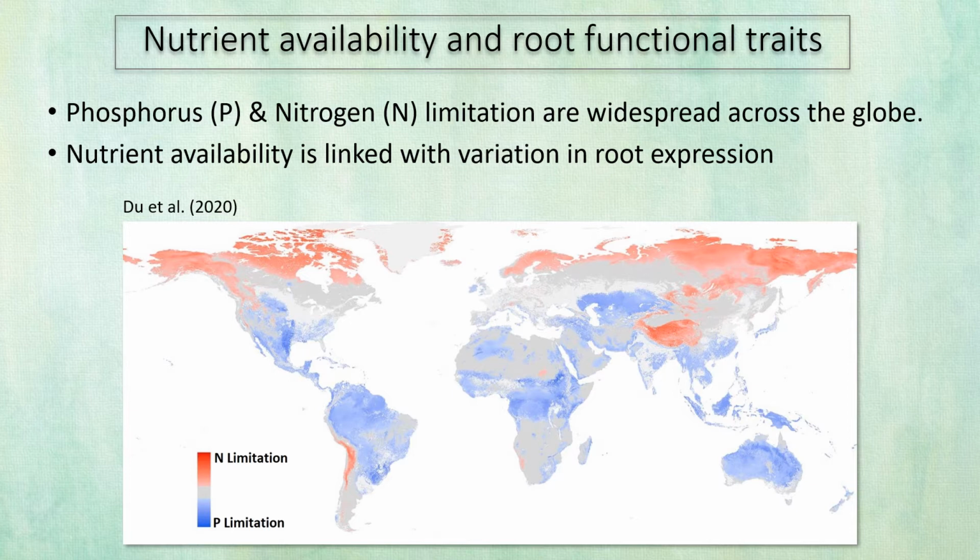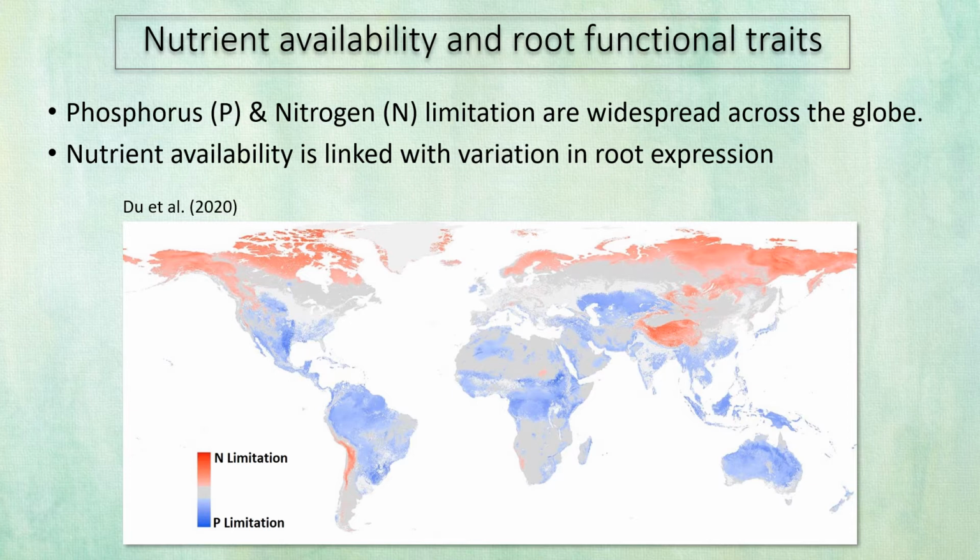Phosphorus and nitrogen are both essential nutrients, which are vital for plant growth, and their deficiency is common across the globe and widespread among natural ecosystems. They're the main factors limiting plant growth. Studies have shown previously that variation in nutrient availability can lead to variation in plant root expression.